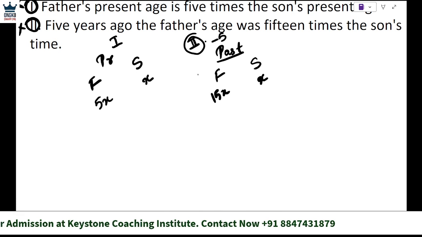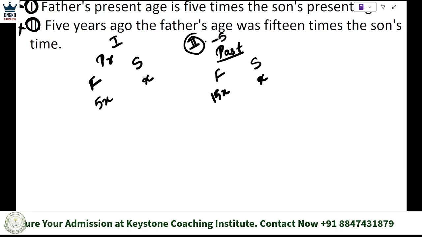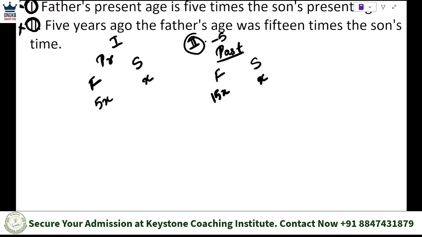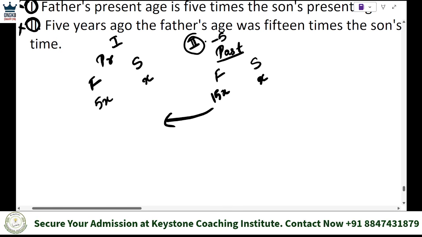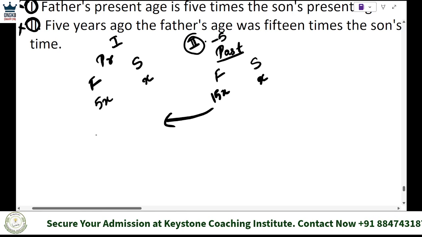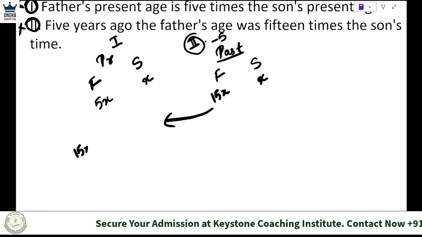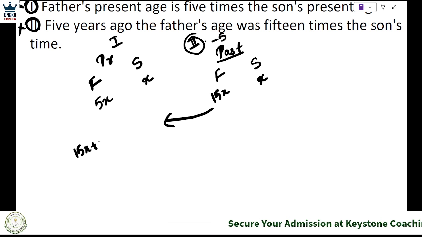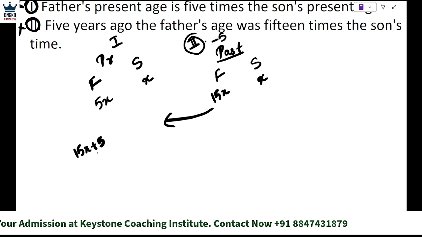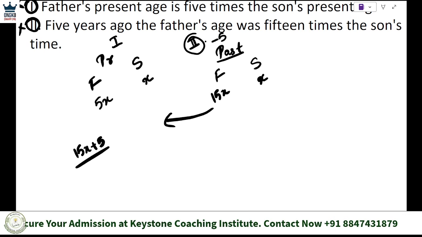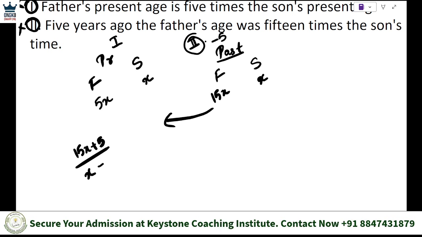5 years ago... but it says father is 15 times the son's age. So if we bring this one in terms of present, initially let the father be 15x and the son be x. Then the past ratio, 5 years ago, we have to add 5 years to each.